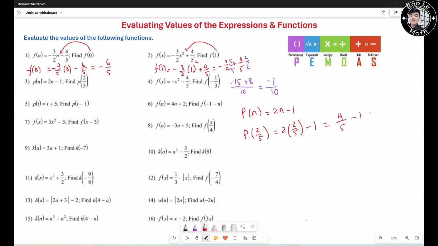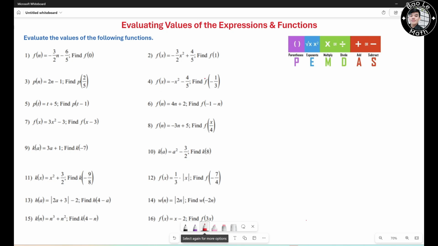Now 4 over 5 minus 1, we need to find the LCM, which is 5. So for this one, I need to multiply the top and bottom by 5. So I'm going to end up with 4 minus 5 over 5, because 1 times 5 is 5. So 4 minus 5 is negative 1 over 5. This is the answer.